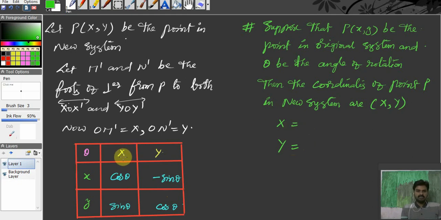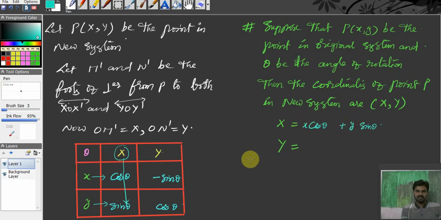So look here, the capital X value. How to find the capital X value? Observe carefully here. To find capital X, you come to the column of capital X: cos theta, sin theta, you have to write here cos theta, sin theta. Here you should write plus, and taking it row wise, cos theta is multiplied by x and sin theta is multiplied by y. That means you have to write small x and here small y.